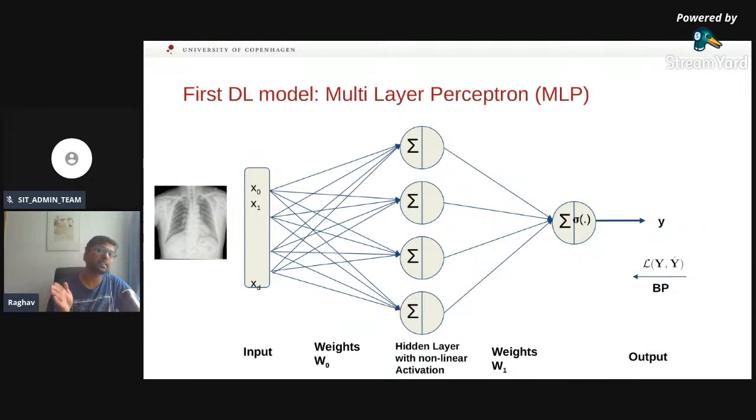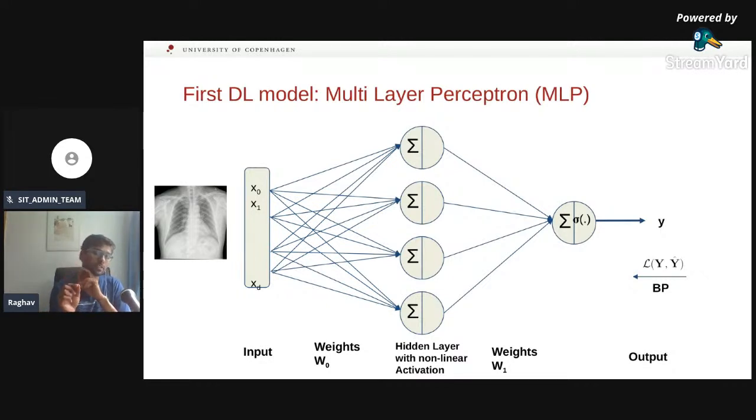Now let's go from this simple perceptron, the linear classifier, to our first deep learning model, what we call a multi-layered perceptron. As the name suggests, we are going to use multiple layers. The first is the input layer. Let's look at the first and the last: you have the input and output. In between, you have something called the hidden layer, because it's stuck between the input and the output, and you can't see it. So these are called hidden layers.